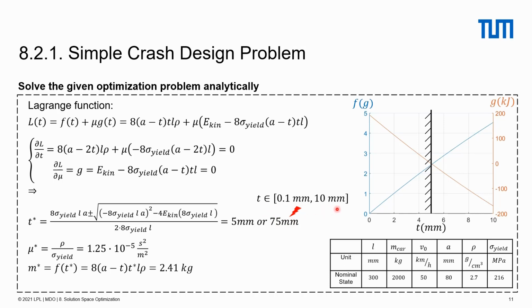Additionally, because T must be in its design space and 75 mm is too big, only the solution of 5 mm is feasible. And with this solution we can calculate mu star and the mass of the side bins, which equals 2.41 kilo.